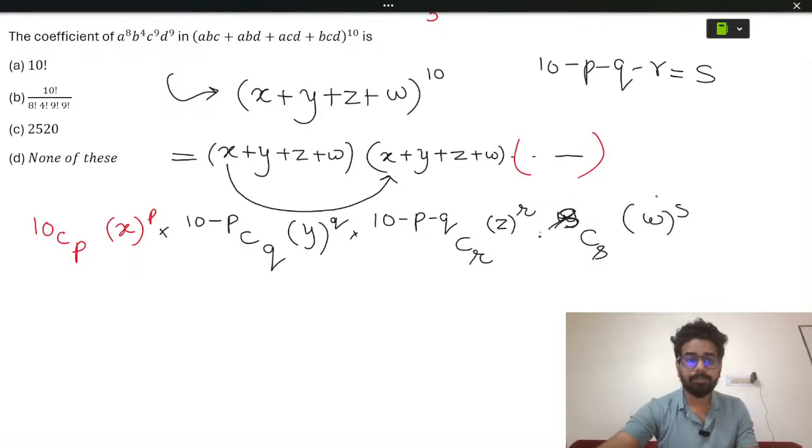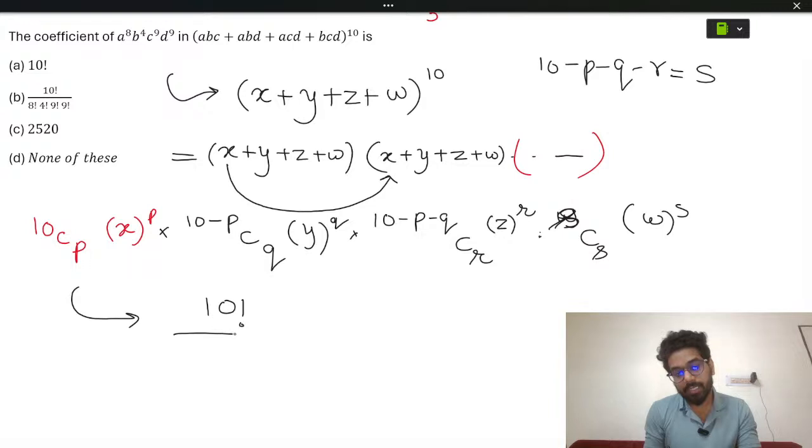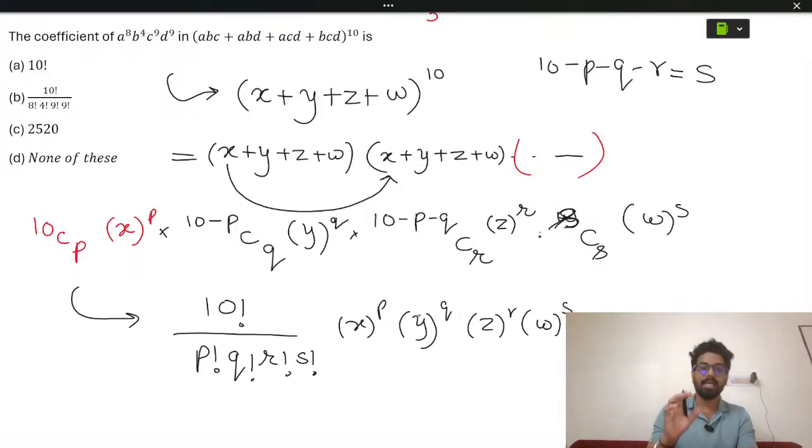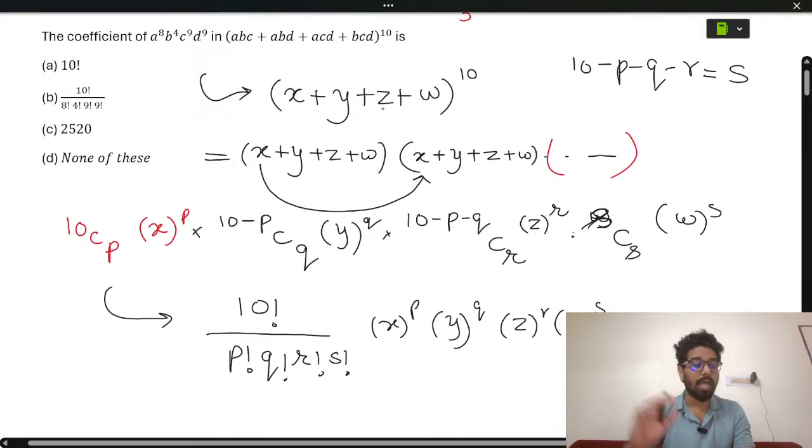You got it? So when you solve this, it will ultimately change to this: 10 factorial upon p factorial upon q factorial upon r factorial upon s factorial into x power p into y power q into z power r into w power s. This is the technique basically. So if you can learn this technique, you can answer each and every multinomial question.